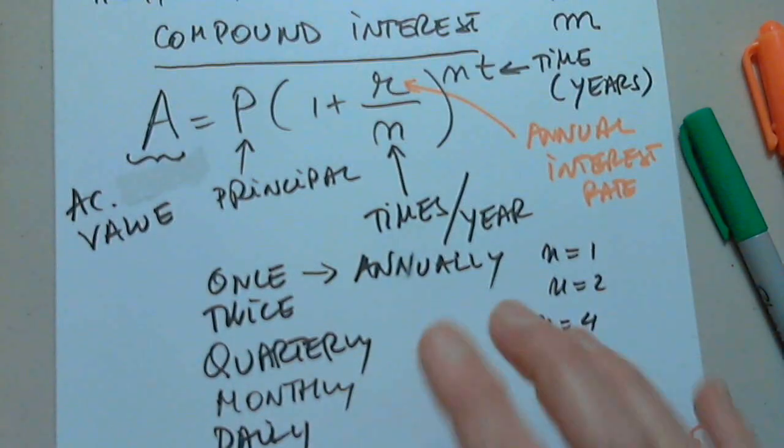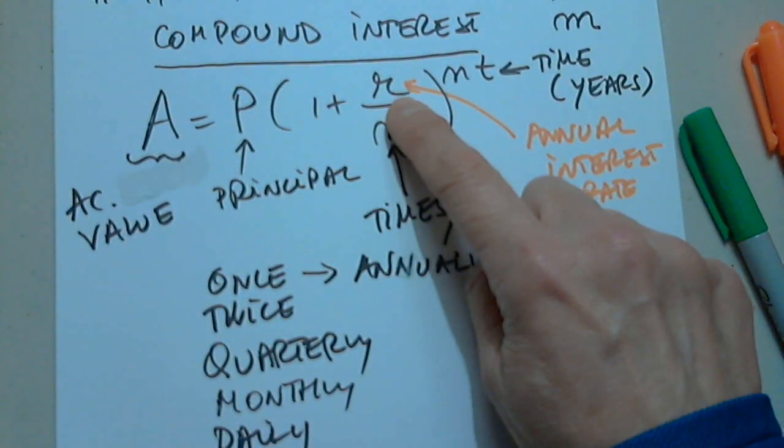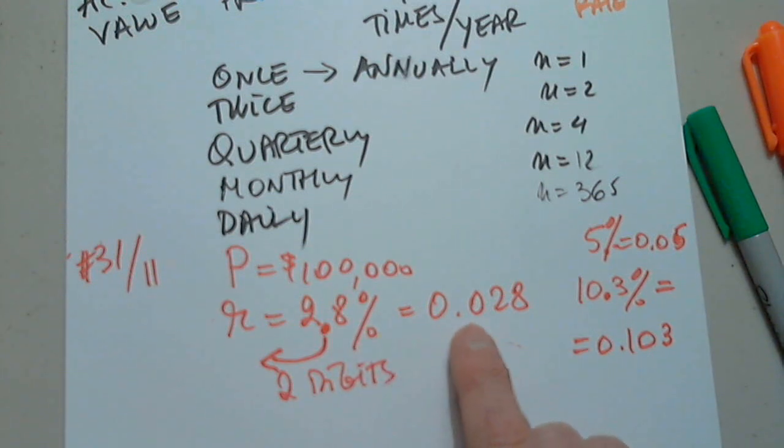So in the formula, R cannot be in percent. It has to be as a decimal number, in the form of a decimal number. Okay, perfect. Back.